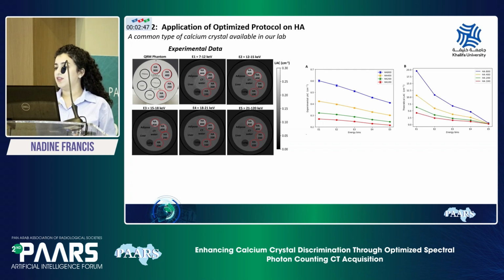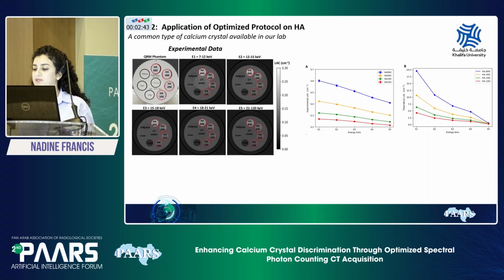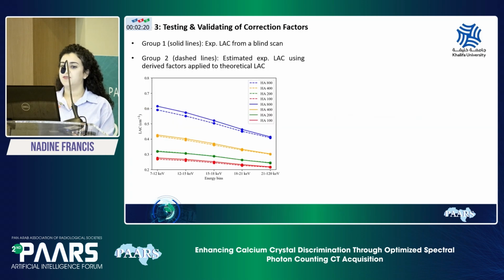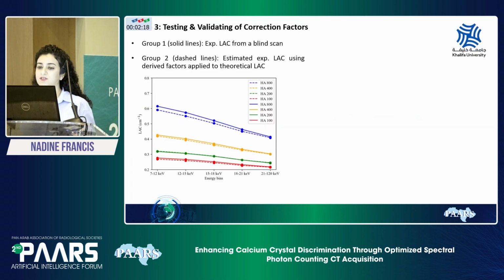So to obtain the theoretical attenuation values, we got them from NIST across the same optimized protocol, to have a ground truth for our model to bridge the gap between practice and theory. So as you can see, there is a discrepancy between the experimental attenuation values and theoretical values. So to cover this, we derived the correction factor between experimental and theoretical attenuation values. And this comes to the last phase, which is to test and validate these derived factors.